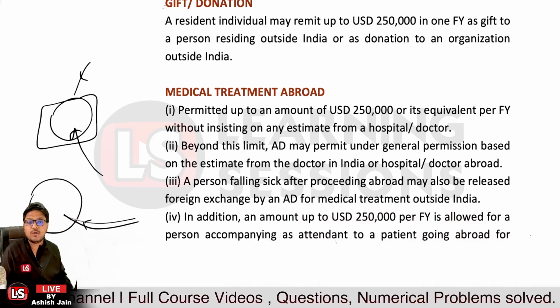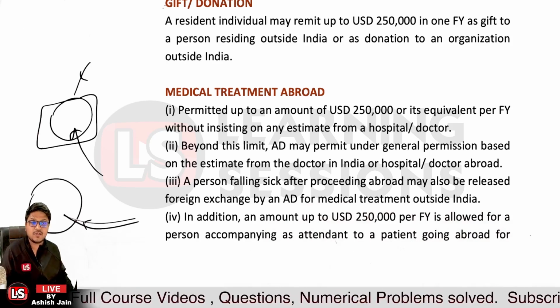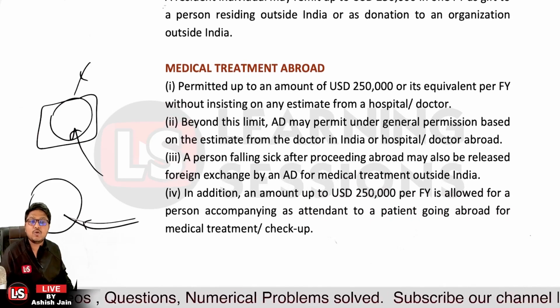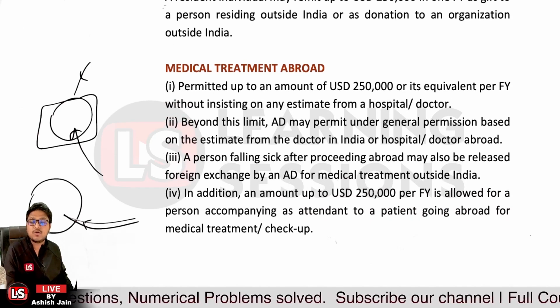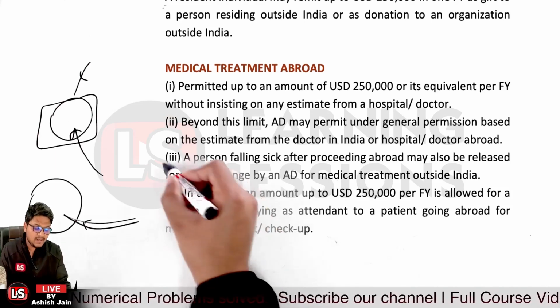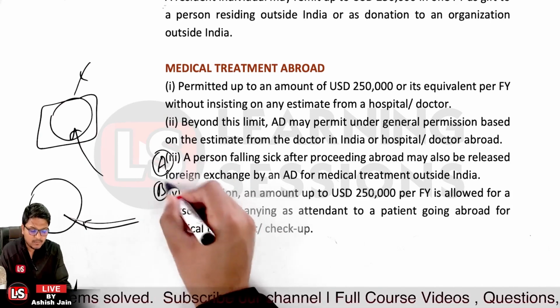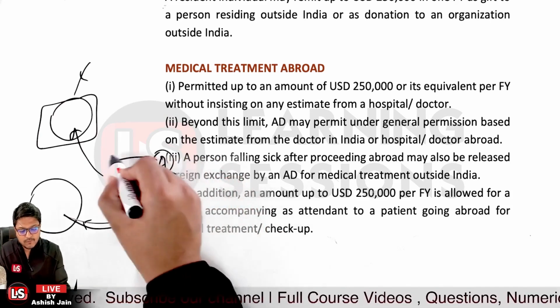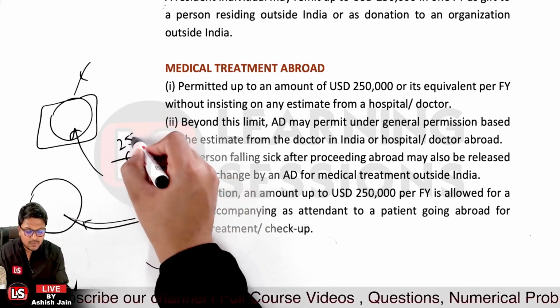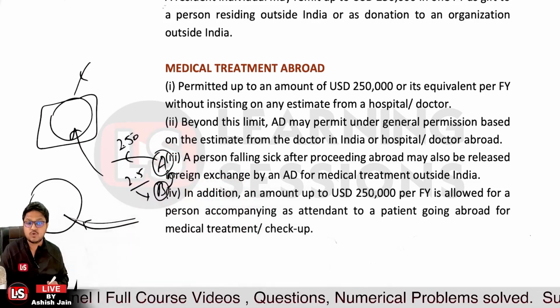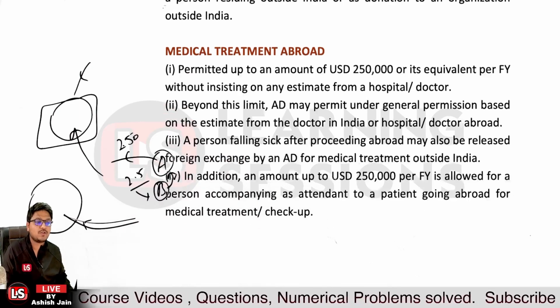In addition, an amount of 2,50,000 per financial year is allowed for a person accompanying a patient going abroad as an attendant. Like person A is a sick person, he's going abroad for medical treatment. Person B is going to accompany as a caretaker. Now 2,50,000 can be allowed to person A, and the 2.5 lakh USD can be allowed to person B also. So that is also allowed for this particular purpose.